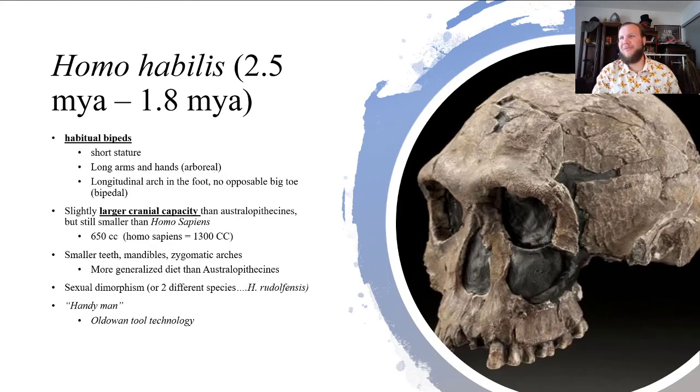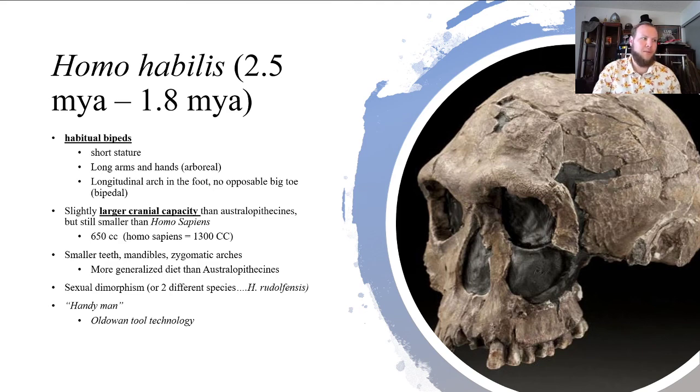So Habilis, well, there we go. Here's Habilis. It was 2.5 to 1.8 million years ago. And so they're habitual bipeds too. Short stature with long arms and hands. A longitudinal arch with no opposable big toe, right? So it shows that they were more adapted to bipedalism than the Australopithecines. And so they have a slightly larger cranial capacity than the Australopithecines, but still smaller than us, okay? They have smaller teeth, mandibles, and zygomatic arches that show that they have a more generalized diet, okay? So they're even more gracile than the graciles.